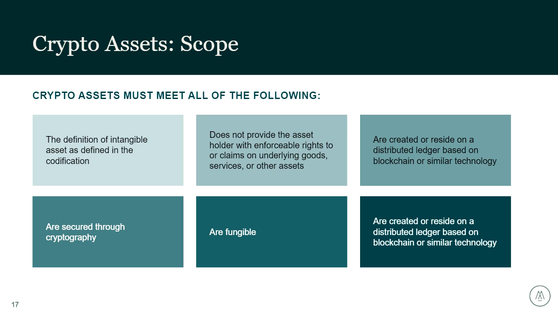And these are going to be that these assets are to meet the definition of an intangible asset as defined by the codification. They do not provide the asset holder with enforceable rights or claims on underlying goods, services, or other assets. It also needs to be created or reside on a distributed ledger based on blockchain or similar technology. They also need to be secured through cryptography, to be fungible, and to not be created or issued by the reporting entity or its related parties.